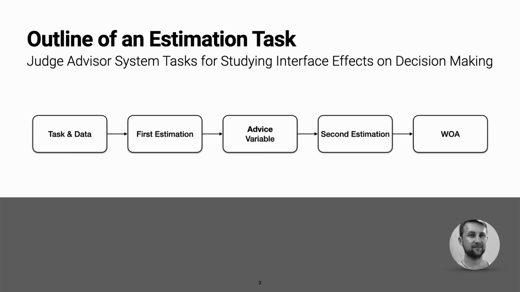We build upon the standard setting of the judge-advisor system and adapt it to HCI research purposes. In the judge-advisor system, the judge is the decision-maker who receives advice either from an advisor or a computer system, revises her judgment based on the advice, and then makes a final estimation.